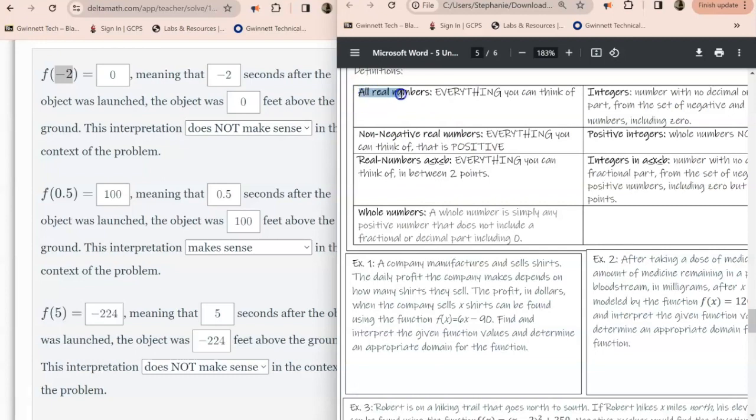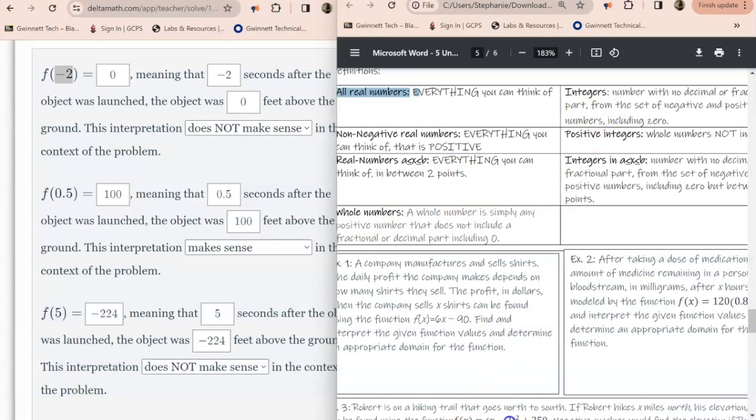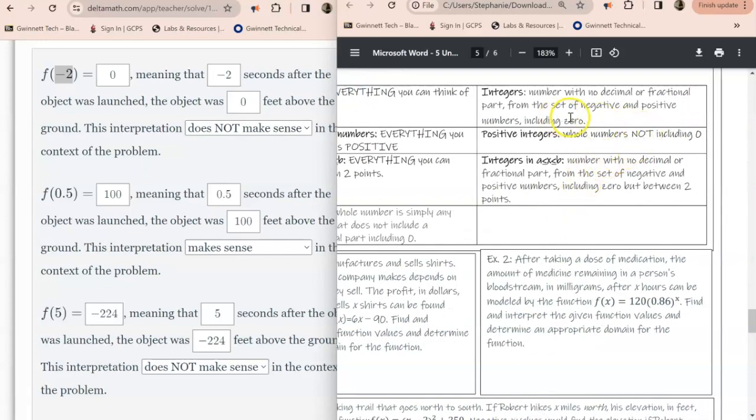So let's see what all real numbers is. Everything you can think of. So that's no. Non-negative real numbers: everything you can think of that's positive. Maybe. Real numbers between 2 points. Maybe. Whole numbers: a number is simply a positive number. Maybe. Integers: a number with no decimal, fractional part, or set of negative and positive numbers. Not negative, so not that one. Positive integers, maybe. Integers between 2 points, maybe. So we got rid of 2.